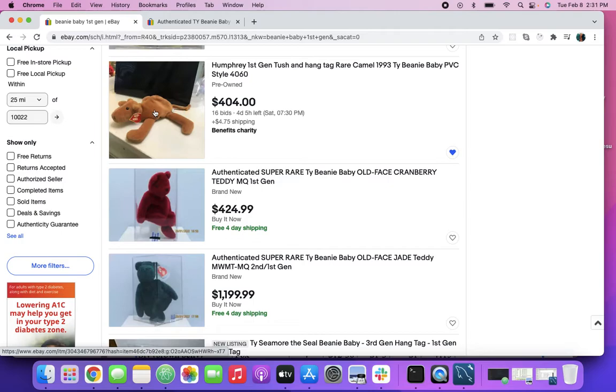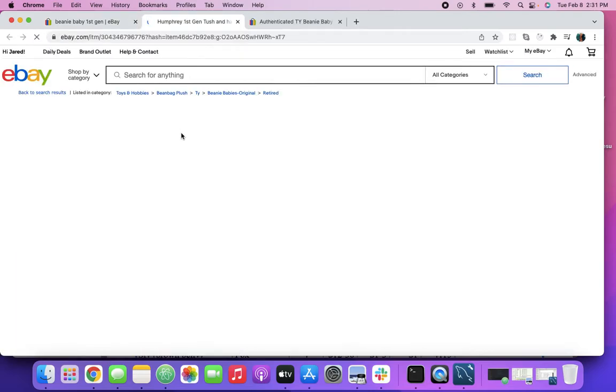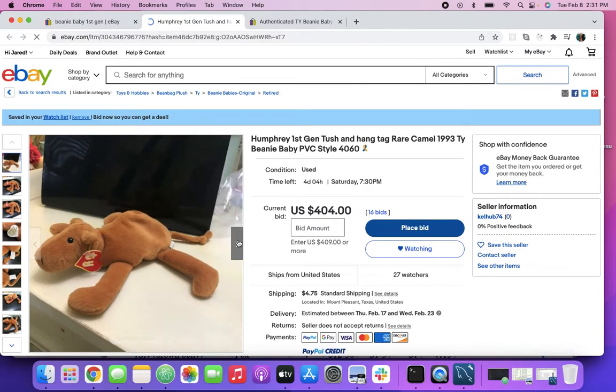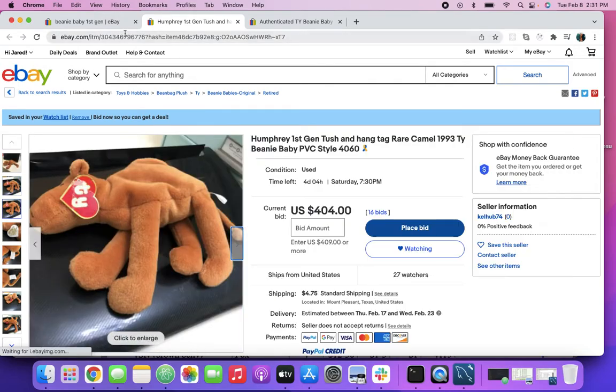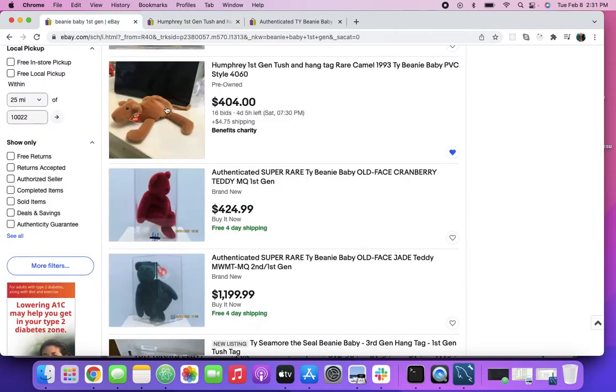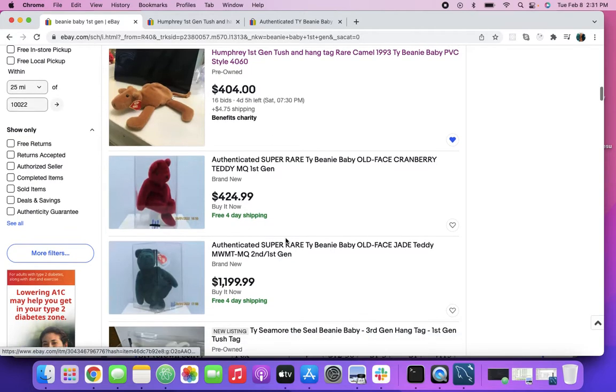Now this is a first gen. I think this looks like a first gen Humphrey. Yeah, it is non mint. First gen Humphrey non mint. There's a nice bidding war for this, so this is accurate.